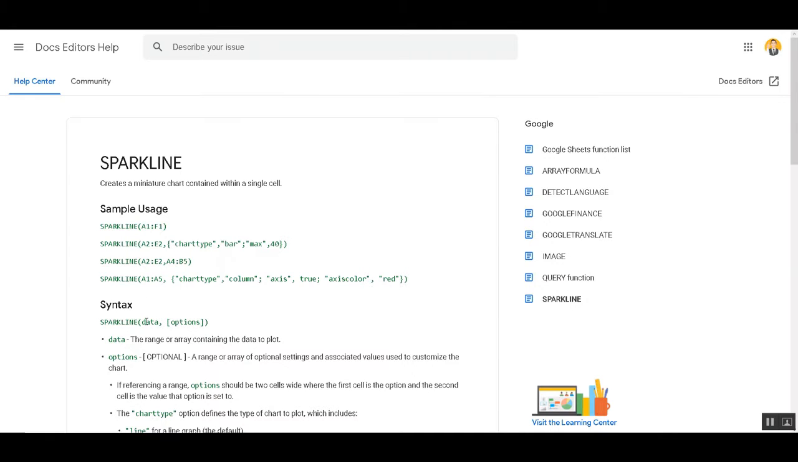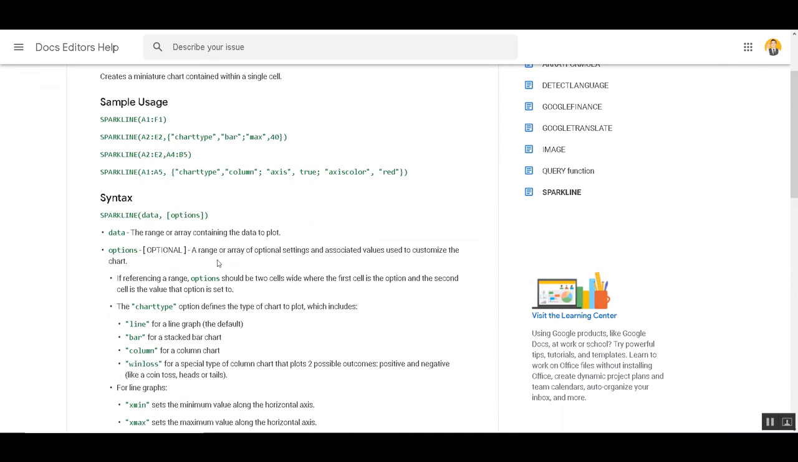Sparkline requires data and the options. The data is a range or an array that contains the data to plot, which I've shown you previously. It requires a few data points. The higher the number of data that you feed it, the better looking the curves or the trend that it will show you. However, I found out that you can actually integrate Google Finance into Sparkline.